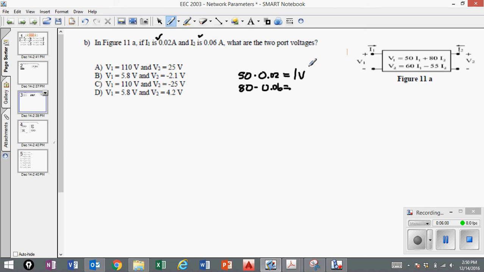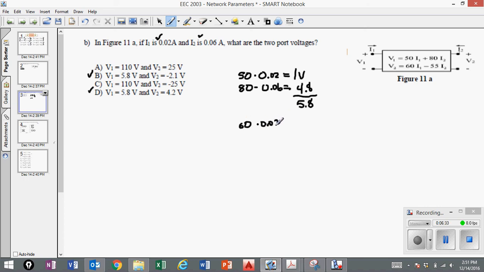And 80 multiplied by 0.06 will give you 4.8 volts. If you add those two voltages together, that will give you a total of 5.8 volts. Now you have two solutions that give you 5.8 volts, which means that you have no choice but to find out what the value of V2 is, which means we have to go through the second calculation.